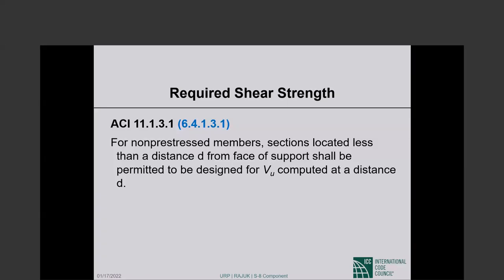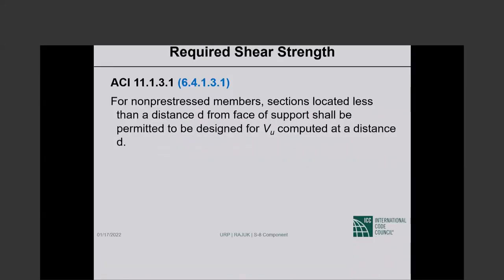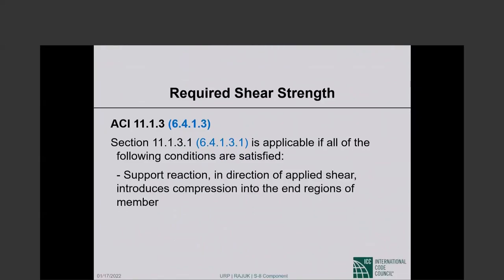So the critical section for shear is located at a distance d from the support face, d being the effective depth. Now, what I said is true provided a number of conditions are met, and those conditions we will look at next. But this fact, that we take the critical section 1d away from the support face, is because we are designing for diagonal tension. It is not designing directly against shear.